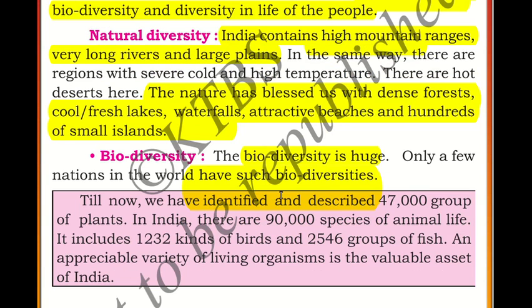Till now, we have identified and described 47,000 groups of plants. In India, there are 90,000 species of animal life. This includes 1232 kinds of birds and 2546 groups of fish. So observe, there are two ways in which you can say this number. You can say 1232 or 1232. Both of them mean the same thing. An appreciable variety of living organisms is the valuable asset of India. So it's upon us to make sure that this diversity is preserved and taken well care of.